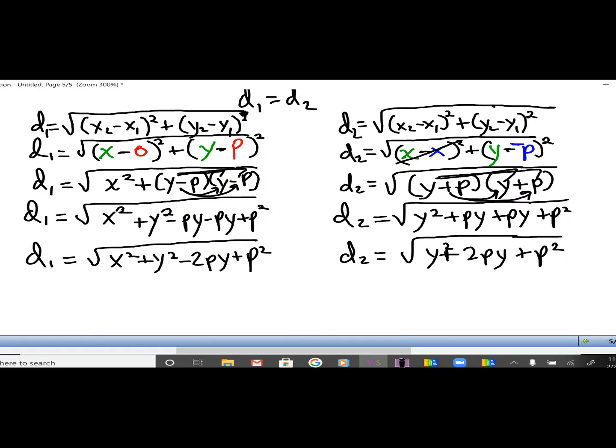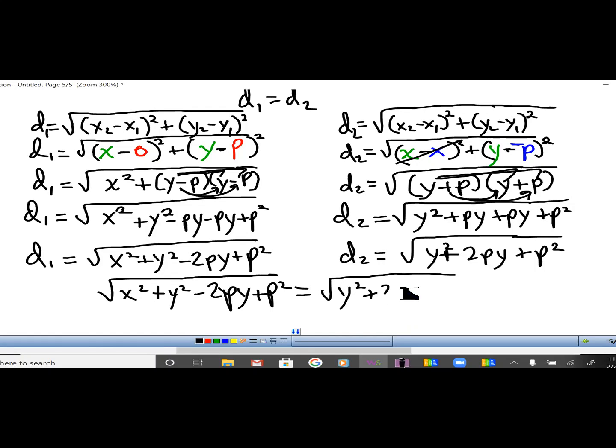All right. So according to what we have now, check this out. We said that D1, distance 1, is equal to distance 2. So let me bring that equal sign down here. What is D1? Oh, D1 is this. Let me write it. Square root of x squared plus y squared minus 2py plus p squared. And what is D2? Oh, D2 is this. Square root of y squared plus 2py plus p squared.